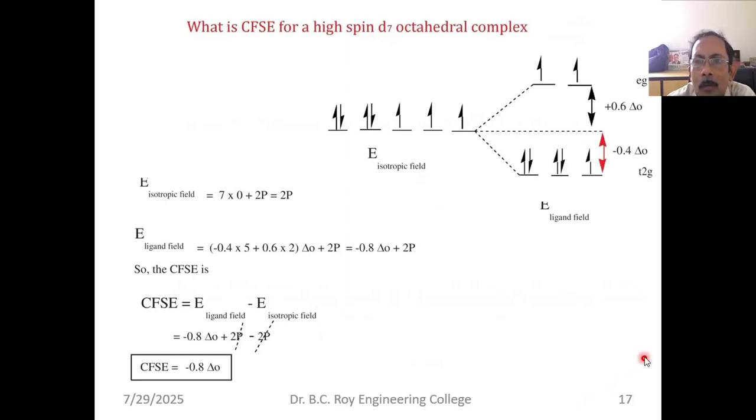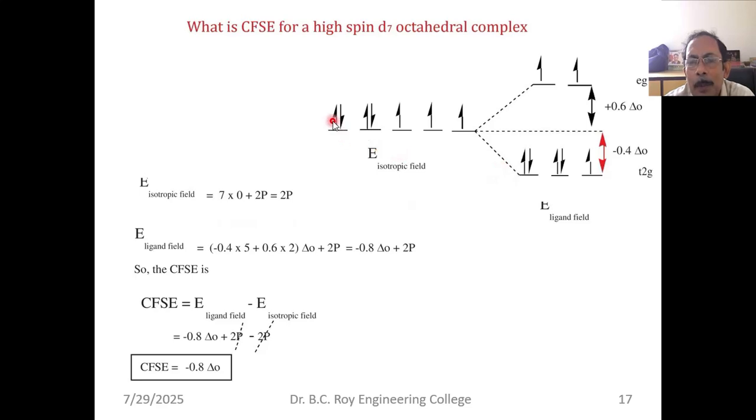Now according to this diagram, we can calculate the isotropic field. So 7 into 0, because these are all in the degenerate state, so no source of energy is there yet, meaning it is neither reducing nor increasing energy. So we are considering this the baseline, and we consider the baseline as 0, so that's why 7 into 0. The 7 electrons are all in the baseline, so it is 0.